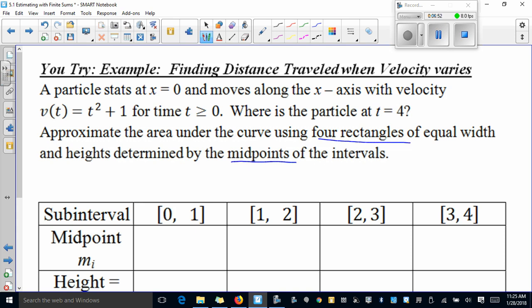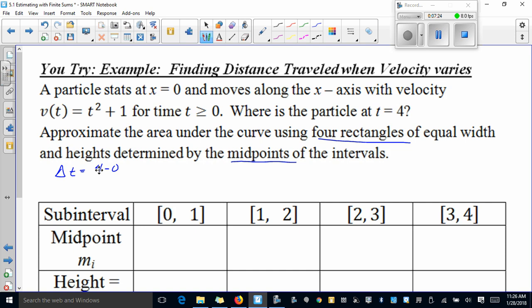So if I'm wanting 4, let's look at delta t: it's going to be 4 minus 0, ending time minus the starting time, divided by the number of rectangles. We're going to do 4. So 4 over 4 is going to give us 1. So delta t is just 1. Yes, this is a nice number to work with. Okay, but we're going to still go through the whole thing.